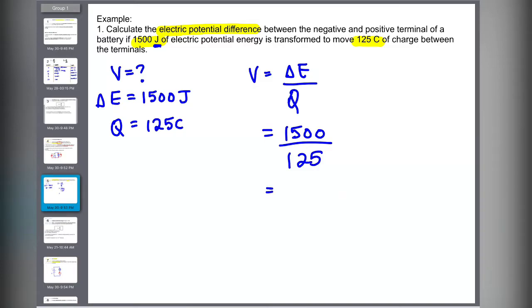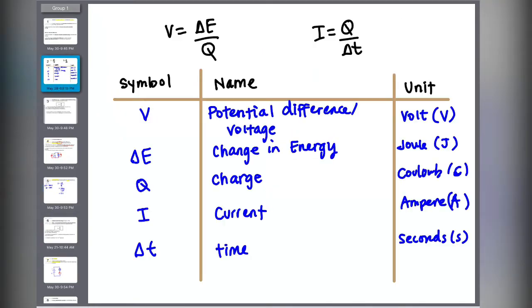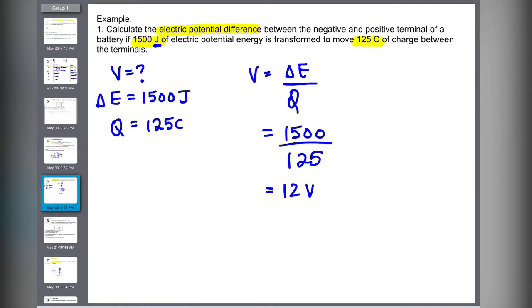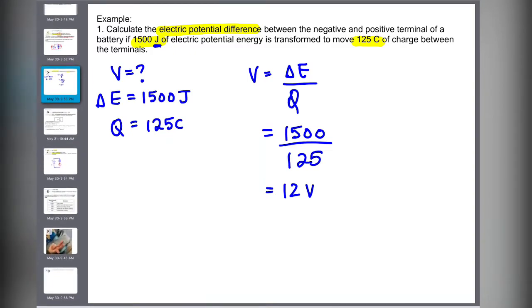So I got something like a 12. So 2 sig is good. So 12 volts. So you need to go back to the chart, right? Oh, V is measured in volts, capital V. So that's the unit of my answer. Okay. So now doing the second question.